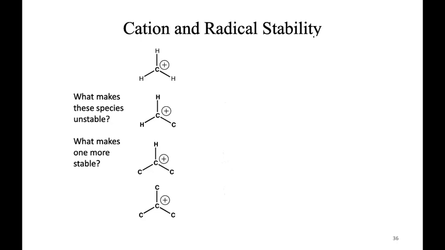Carbon has more electrons. Really? That's why it's 6 versus 1. Yes, carbon has more electrons. What did I need to stabilize the cation? More electrons. Which of these is the most stable? The bottom one, because there are literally more electrons around it.